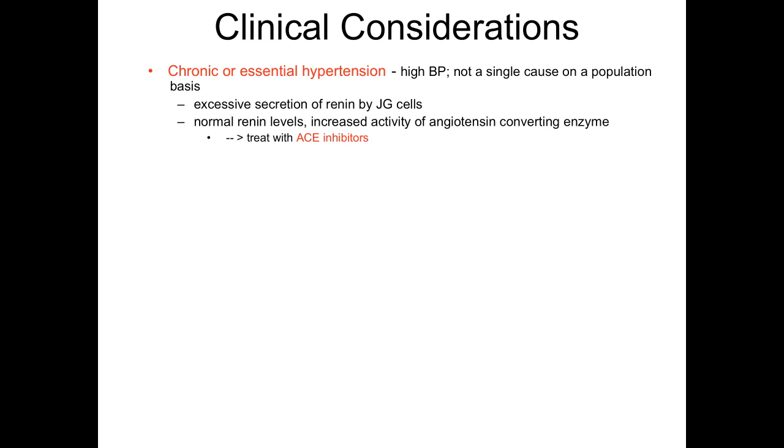There does not seem to be a single cause on a population basis, but chronic essential hypertension is thought to be caused by excessive secretion of renin by the G cells. Now remember, with normal levels you'll get increased activity of angiotensin converting enzyme. So with too much renin being produced, you're going to get hypertension. One of the ways to treat this is with ACE inhibitors. And of course you'll learn about other modalities for treatment in pharmacology.